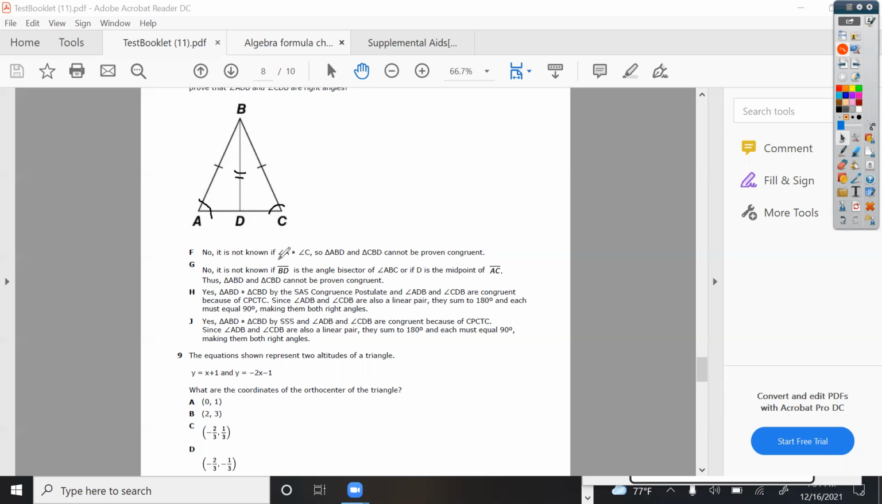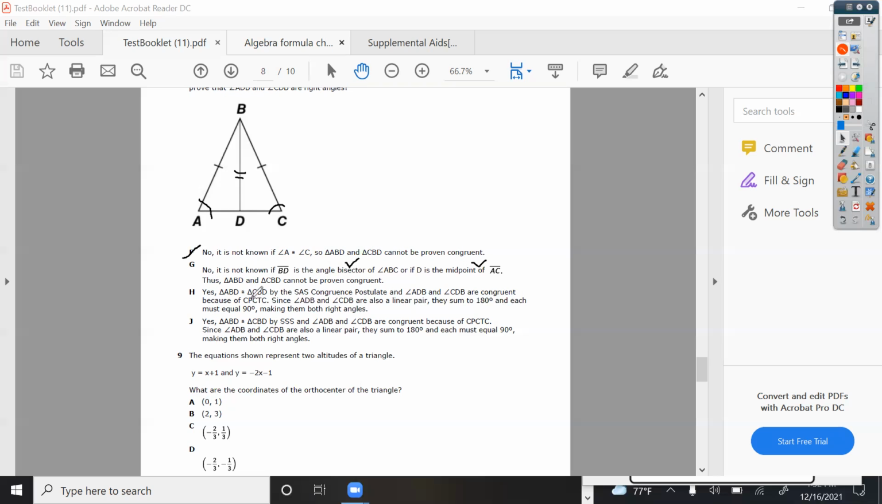No, it is not known if angle A and C, so ABD and CBD cannot be proven to be congruent. Well, if this is the base, then we know that those are congruent, so that's not true. No, it is not known if BD is an angle bisector. That's true, that was not given. Or if D is a midpoint of ABC, we also don't know that. Thus, ABD and CBD cannot be proven congruent. Those are both true statements, but let's keep reading.